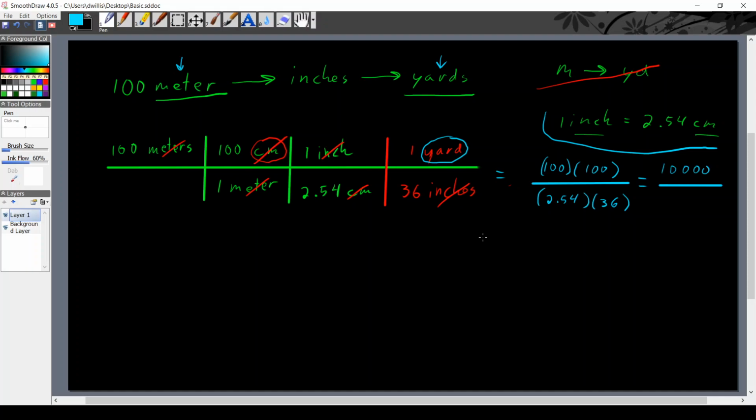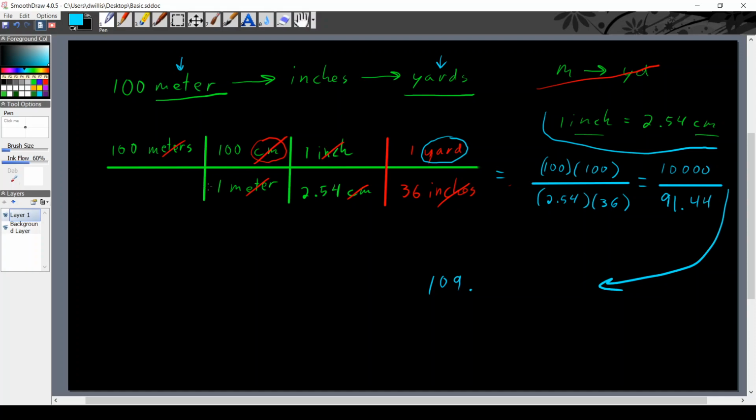All right, 2.54 times 36 is 91.44. So I'm going to take 10,000 and I'm going to divide by 91.44. All right, so 10,000 divided by 91.44, and I'm going to then be left with my final answer of 109.361.